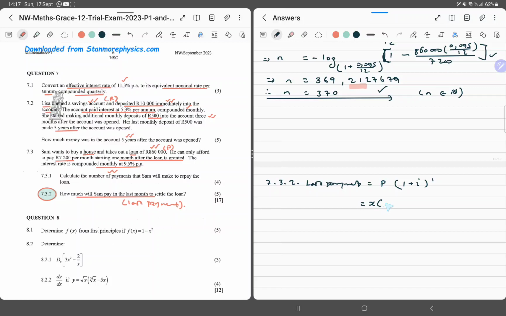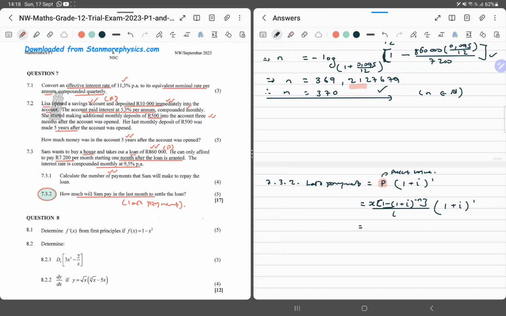It's x into 1 minus 1 plus i to the minus n, all over i. This is going to accumulate interest for just 1 month. So this is how you do the final payment, but make sure that P is the present value. It's not just the principal. This is just the present value. Okay, just going to use the present value calculation.